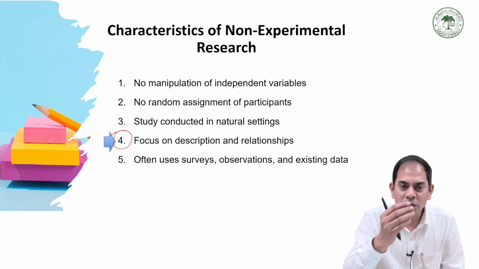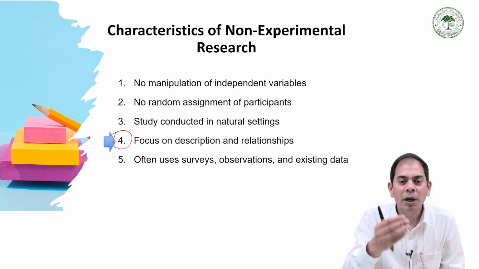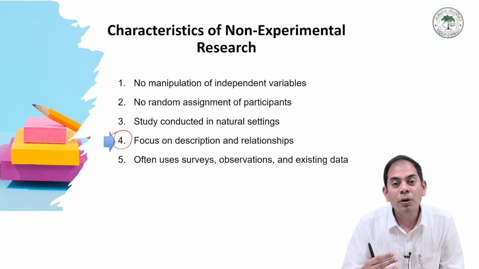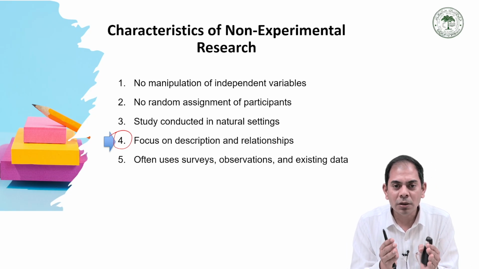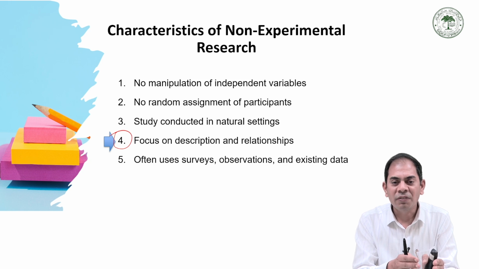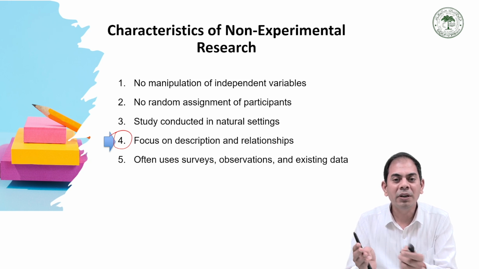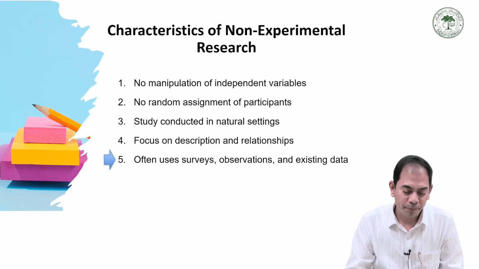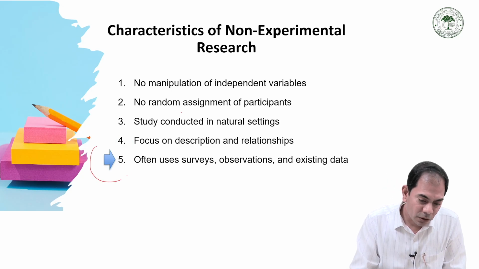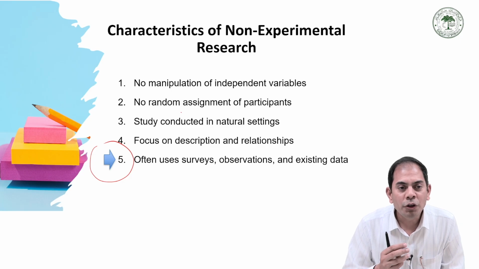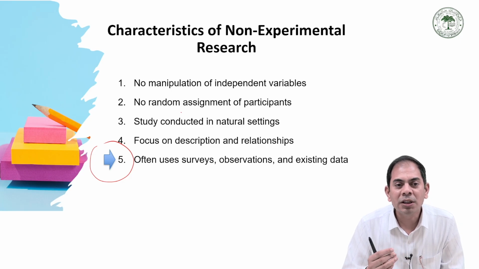In that case, we just record sleeping habit and academic performance, and after that we try to find out the relationship. Another example is physical activity and obesity. We just assess the physical activity and the level of obesity, and after that we can find out the relationship. Next, the characteristic of non-experimental research is that it only uses survey, observation, and existing data.